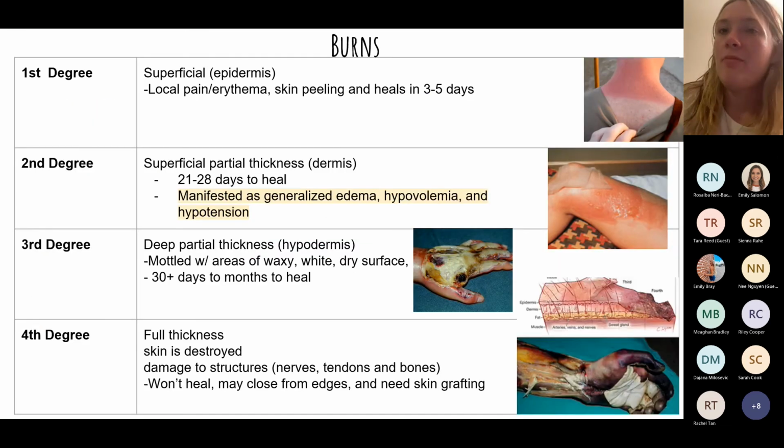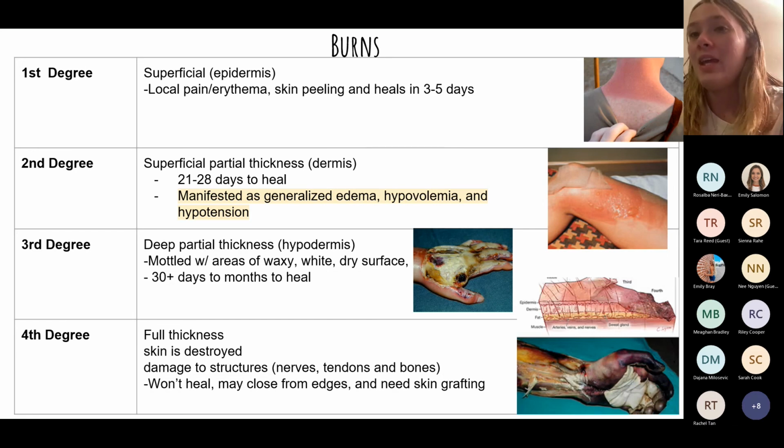Up next, we have burns. Usually our first degree burn is our traditional sunburn. It's pretty superficial. When we talk about our second degree burn, this is a superficial partial thickness. So while it won't spread all the way down to the muscles and the surrounding structures, it might go through a few layers of the skin.